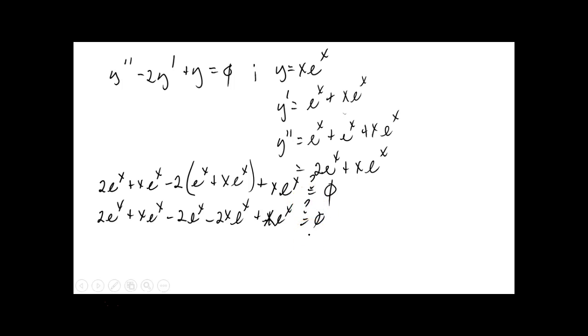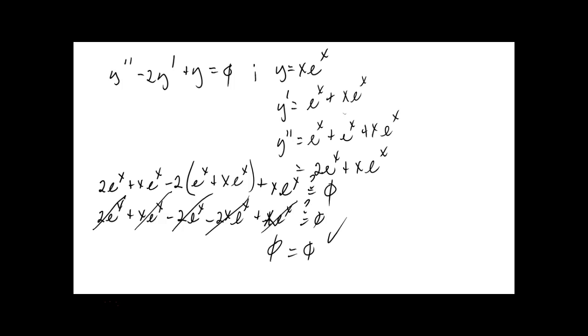Well, let's see. Here we have a 2e to the x. Here we have a minus 2e to the x. They add to 0. Here we have a positive x e to the x plus another x e to the x. That's 2x e to the x, minus 2x e to the x. That sure enough adds to 0. 0 is equal to 0. Yes, that was a solution. Now, just because it's a solution doesn't mean it's the solution. There may be other solutions as well. We'll get there later.